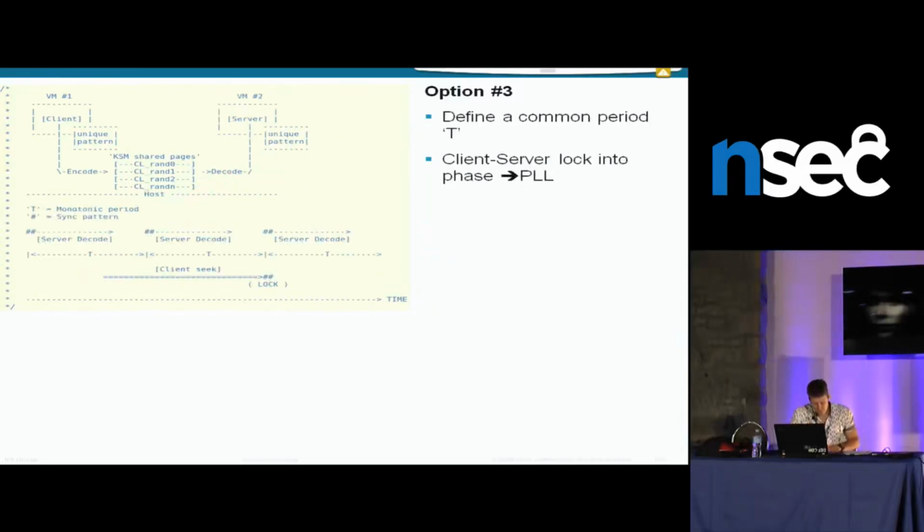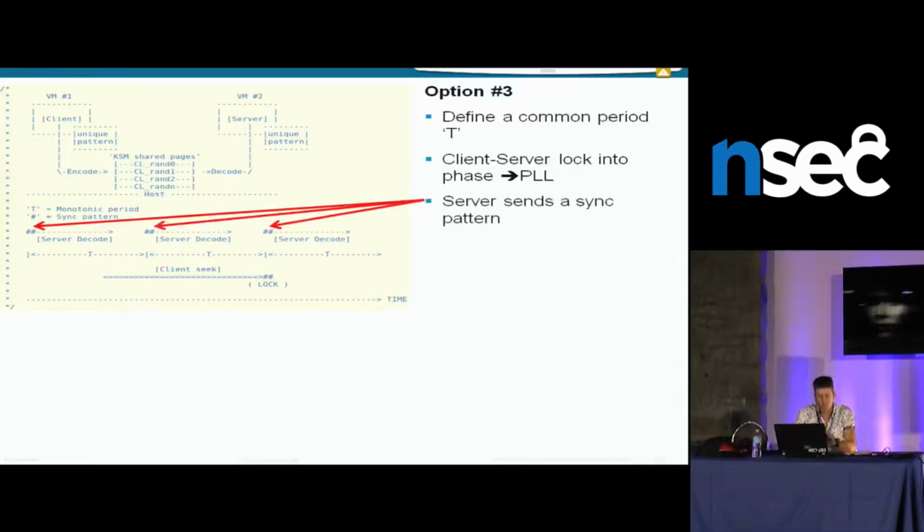Okay, option number 3 is really the option that I'm using. This one implies that client and server agree on a common period, T. And we set it up so that the client and the server lock into phase using a phase lock loop algorithm. The idea is you have a server, in your backdoor VM, that is running and sends a sync pattern at a regular, predefined interval. And this sync pattern is really like what you find in vertical TV, like vertical sync, for those of you who have seen that before.